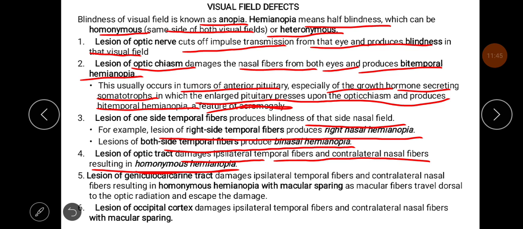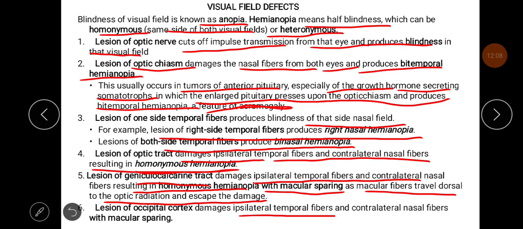A lesion in the geniculocalcarine tract damages the ipsilateral temporal fibers and contralateral nasal fibers, resulting in homonymous hemianopia with macular sparing, as the macular fibers travel dorsal to the optic radiation and escape the damage. A lesion in the occipital cortex damages the ipsilateral temporal fibers and contralateral nasal fibers, and occurs with macular sparing.